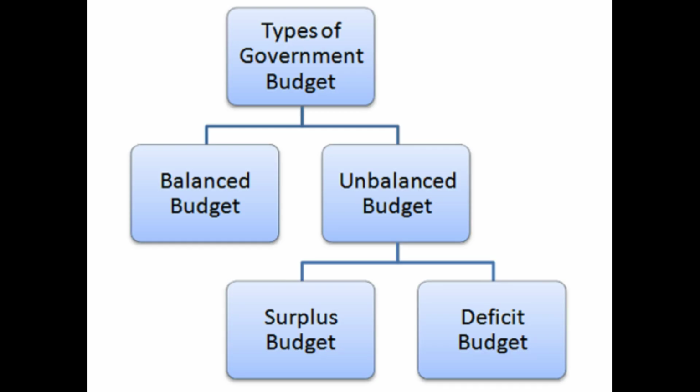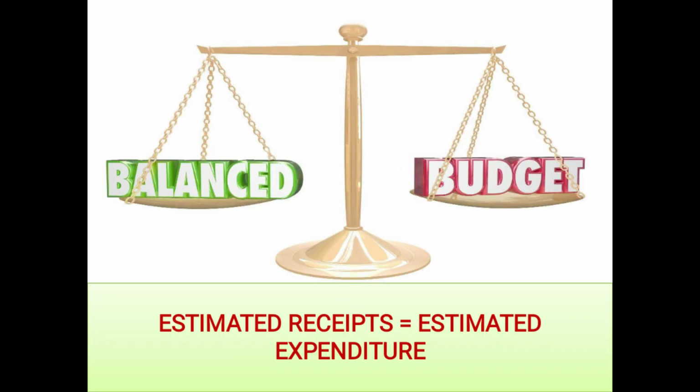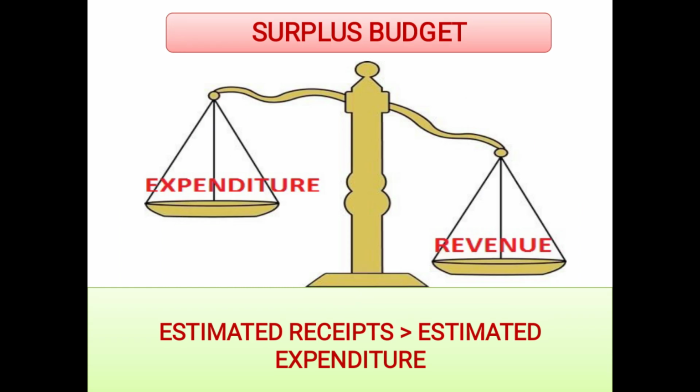So we have different types of the budget. We have the balanced budget, the unbalanced budget, surplus budget and deficit budget. Now what do you mean by the balanced budget? Whenever the estimated receipts are equal to the estimated expenditure, we can say that it is the balanced budget. Now, unbalanced budget again is of two types. Sometimes we have the surplus budget and sometimes we have the deficit budget.